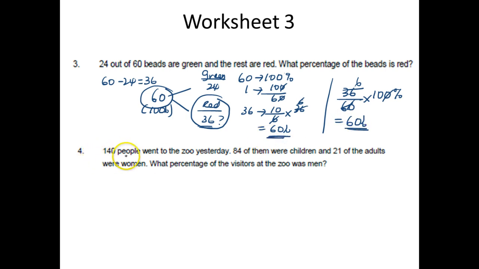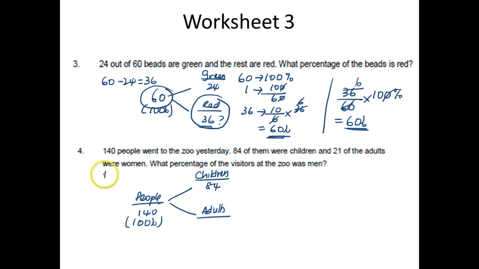Question 4. 140 people went to the zoo yesterday. 84 of them were children and 21 of the adults were women. So I know people is 140, which is my 100%. 84 of them were children, so my children is 84. My adults would be 140 minus 84, which is 56. So I know adults is 56.